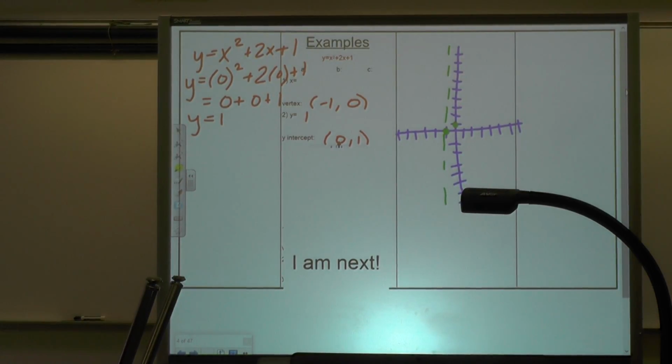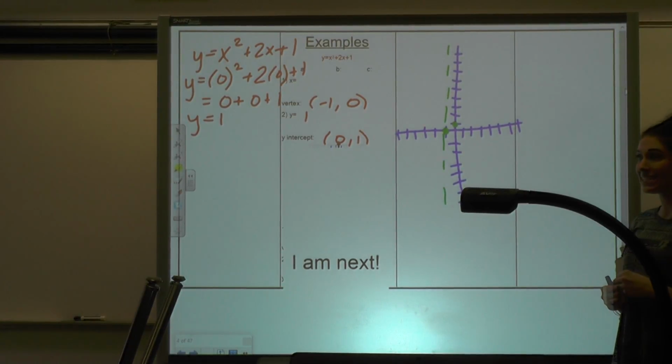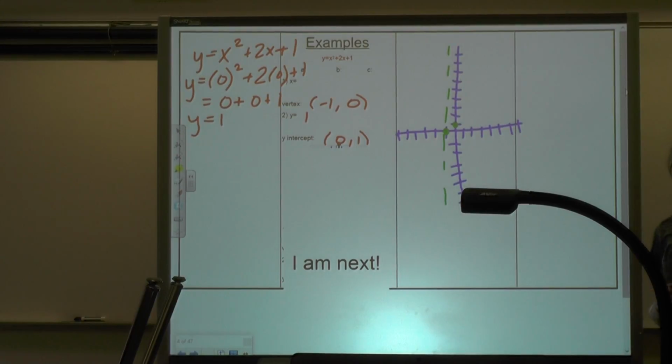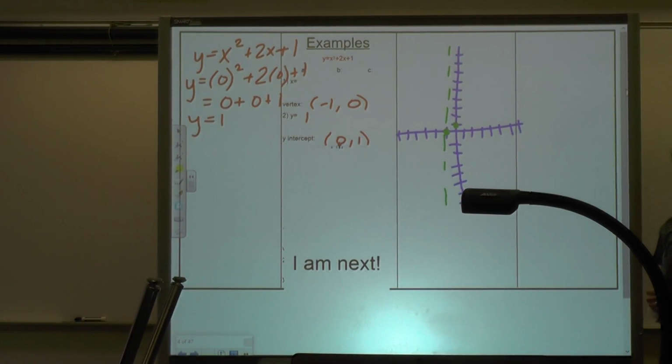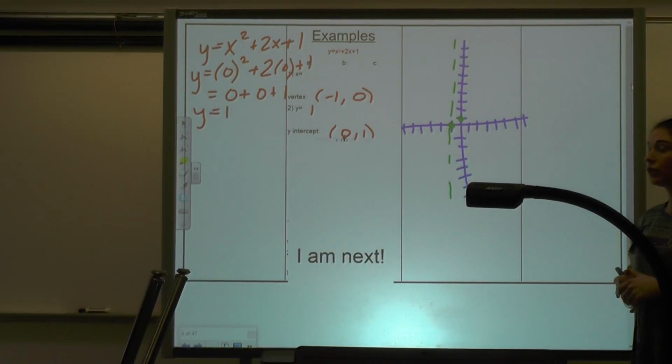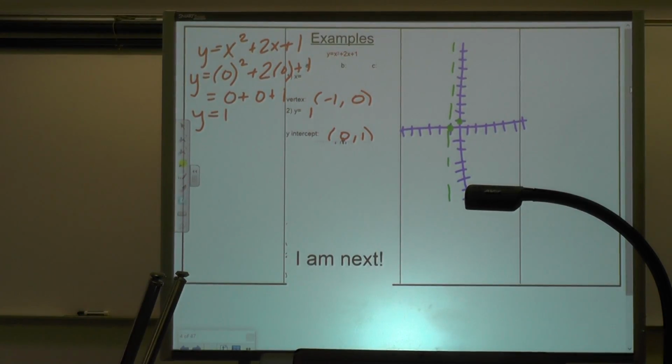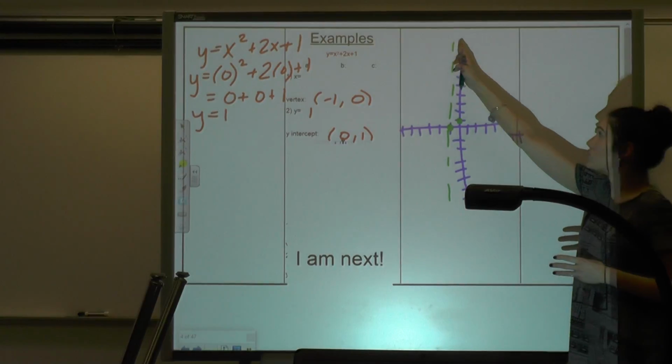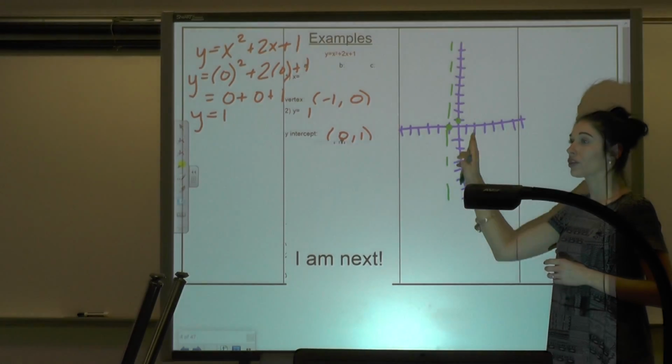For a parabola, so the graph of a quadratic equation, you must have at least 3 points in order to graph. At least 3 points. So right now, how many points do we have on the graph? 2. So how are we going to find our third point? We're going to use our axis of symmetry in order to figure out what our third point is.